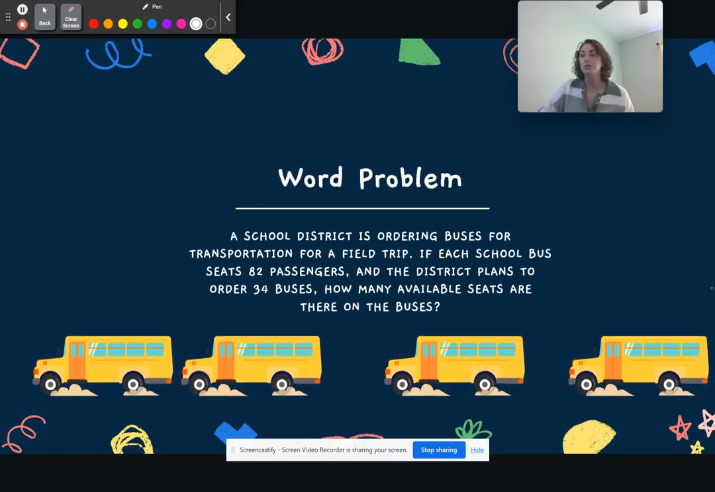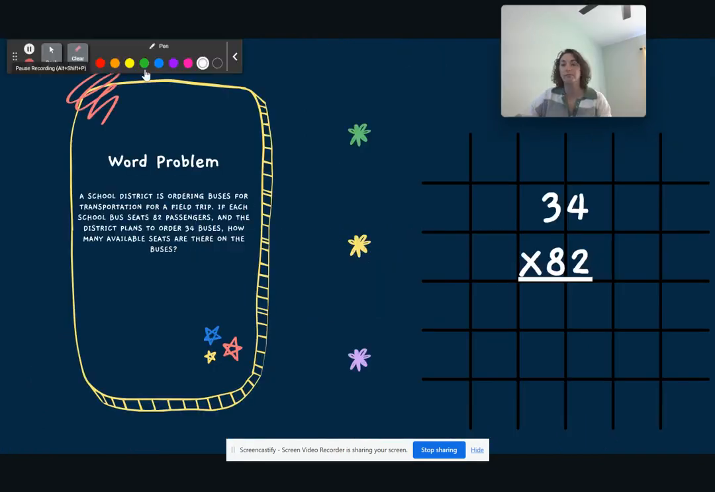So a school district is ordering buses for a field trip. If each school bus seats 82 passengers and the district plans to order 34 buses, how many seats are there on the bus? So for this problem, we are going to need to multiply the number of buses by the number of seats or passengers available on each bus. So these two numbers are going to be our factors.